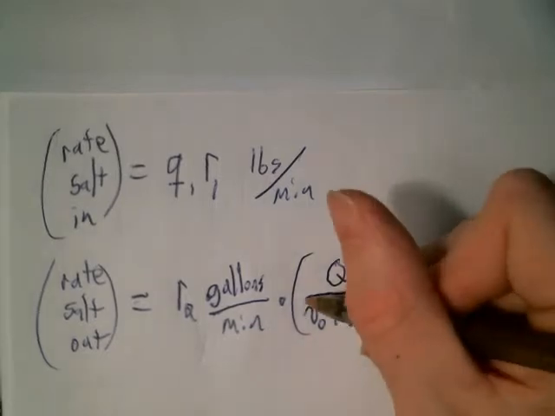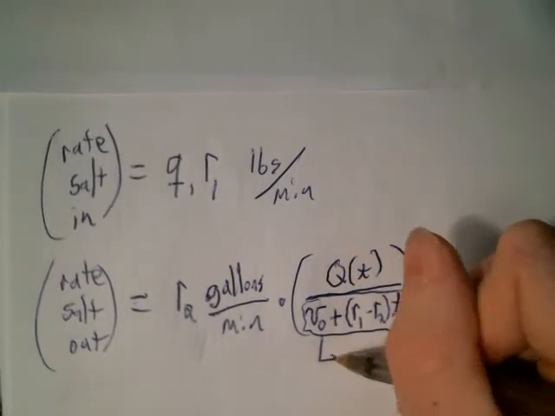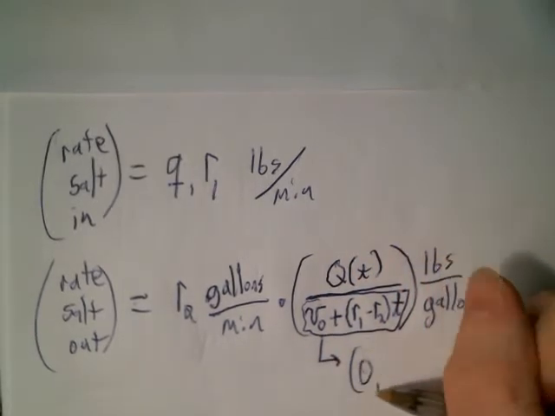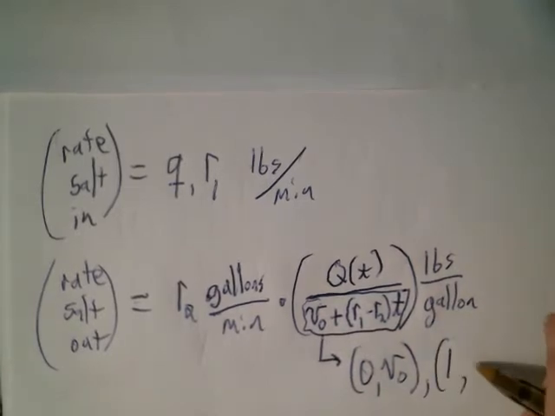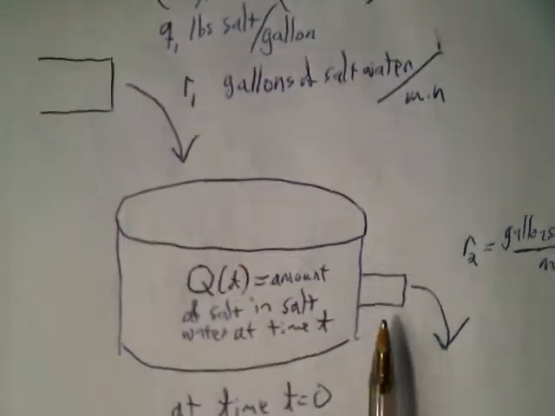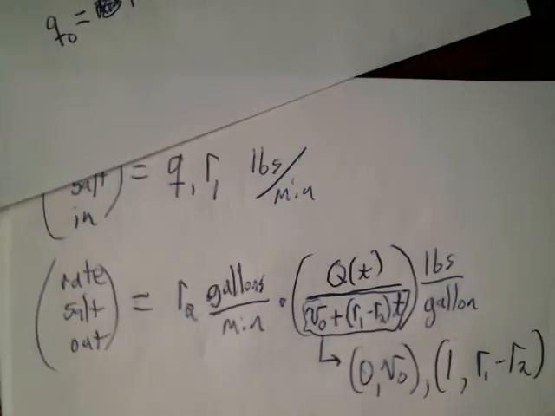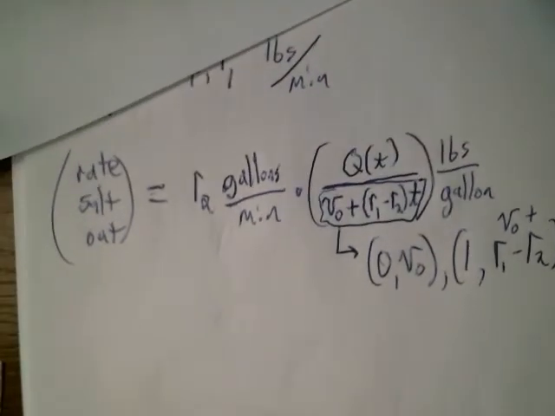You can also create this equation just using points, right? So you know at time 0 you have V sub 0 in there, and then at time 1 you'll have R sub 1 minus R sub 2 gallons in there, because you're having R sub 1 gallons come in and then R sub 2 gallons go out. It should be V sub 0 plus the difference between the amount coming in and the amount going out.